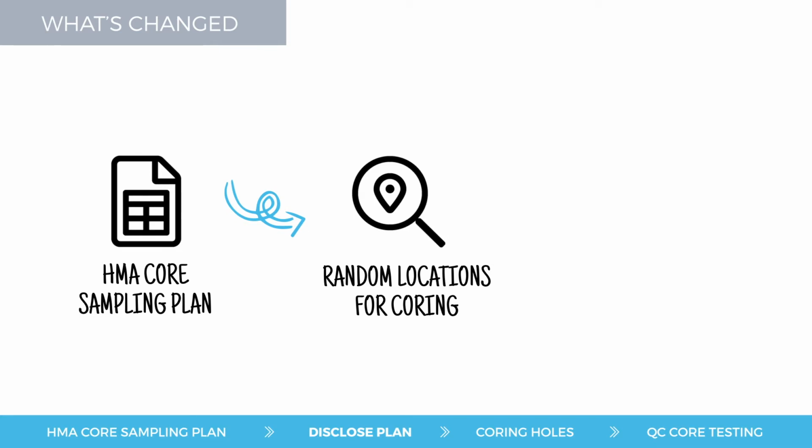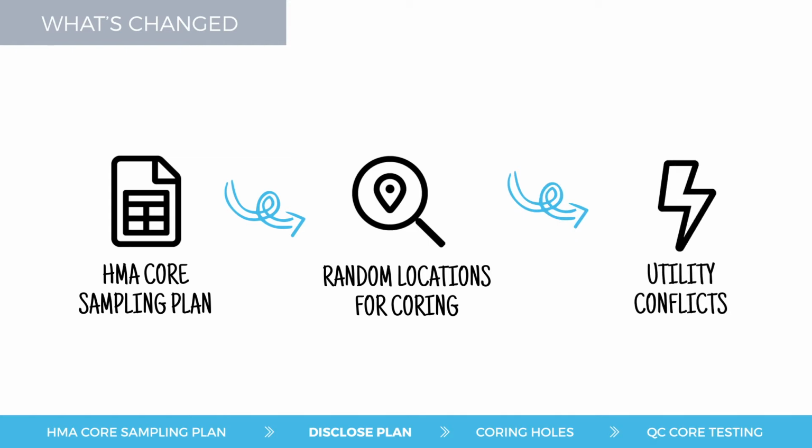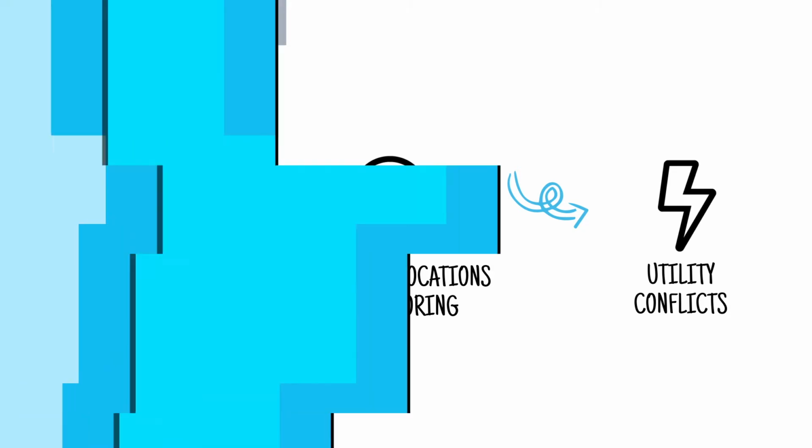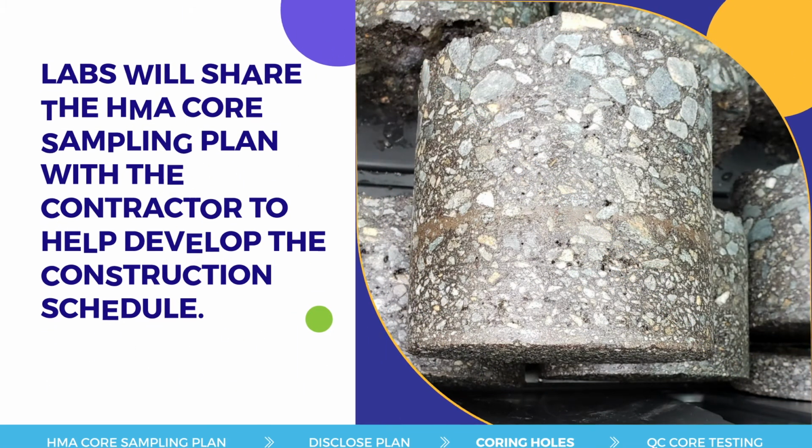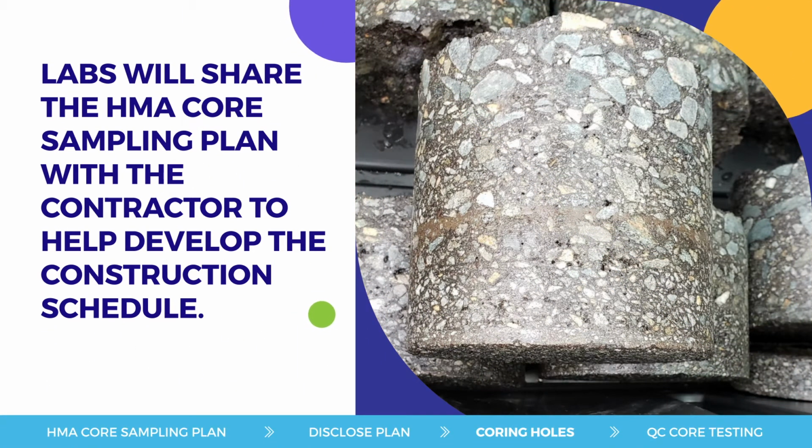The random location functions in the form can be rerun to resolve any conflicts and physical limitations of the lot, like utility conflicts. Labs will share the HMA Core Sampling Plan with the contractor to help develop the construction schedule. The lab will drill sample cores at least 12 hours after the contractor finishes paving a hot mix asphalt lot.